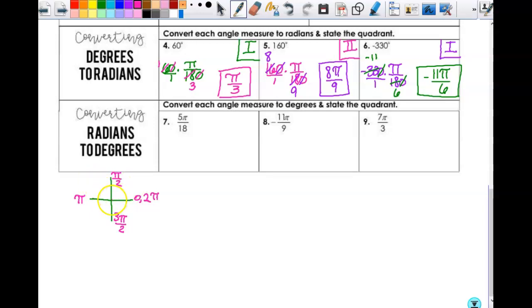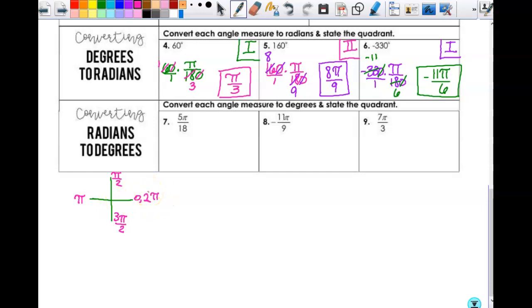This is pi fourths, 2 pi fourths, 3 pi fourths, right? 4 pi fourths, which is pi. This would be what? 5 pi fourths. This would be 6 pi fourths, which is really this. So this would be 7 pi fourths, and then this would be 8 pi fourths, which is 2 pi.